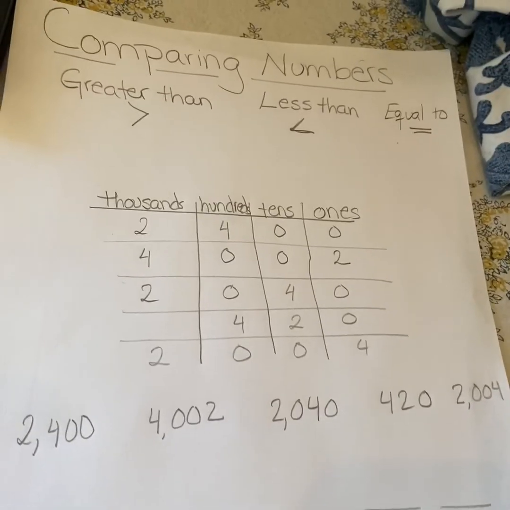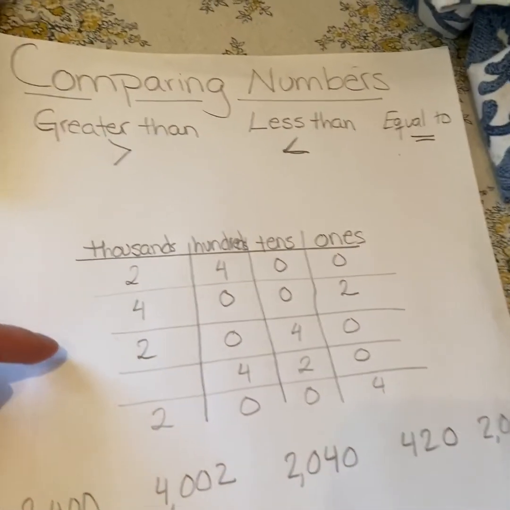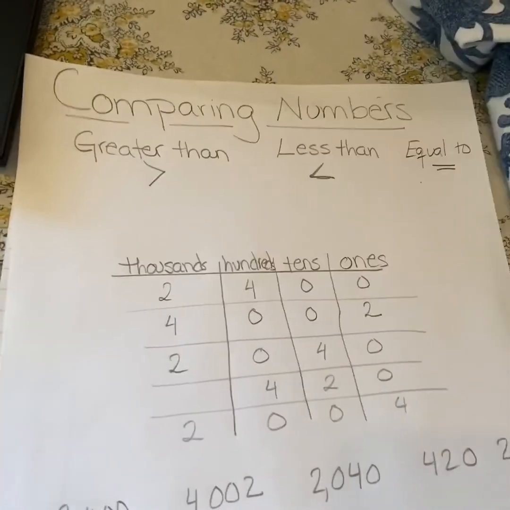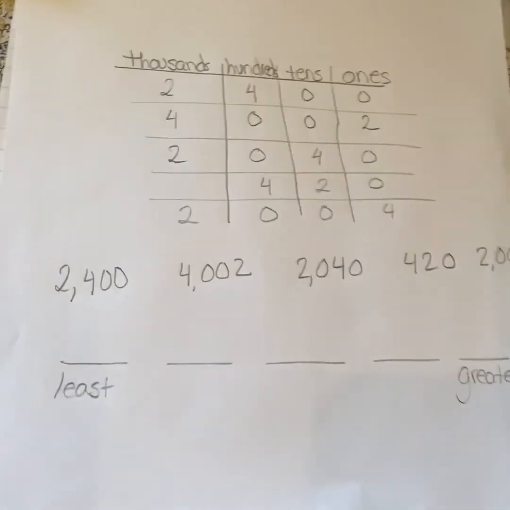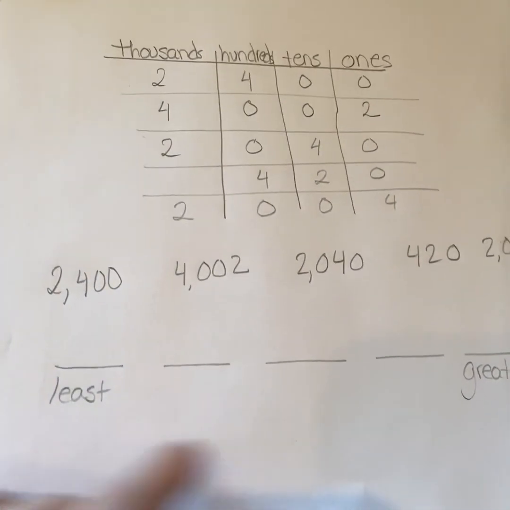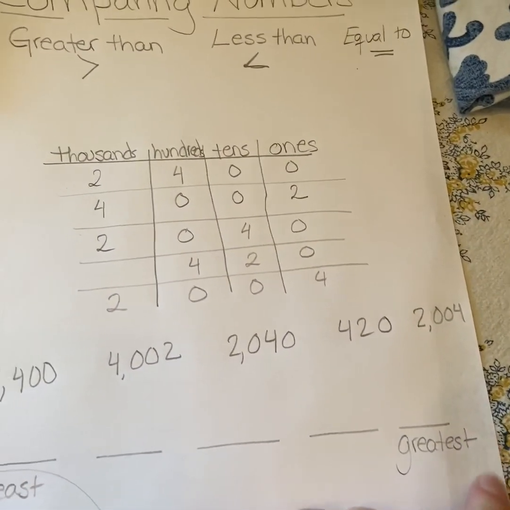Okay, so you should have something like this in your place value chart. I put a line in between each of my numbers just to keep them separated. I also created a little list here. So I'm putting my numbers in order from least to greatest. So the smallest number is going to go here and the largest number is going to go here.